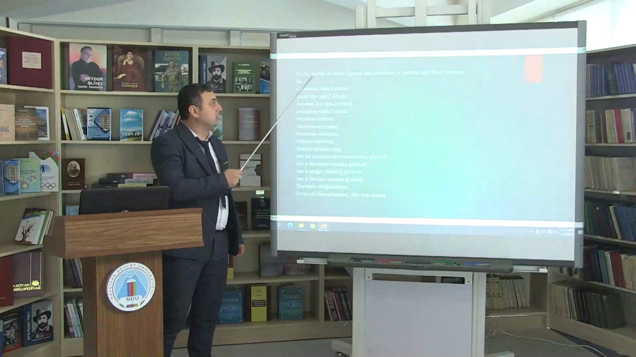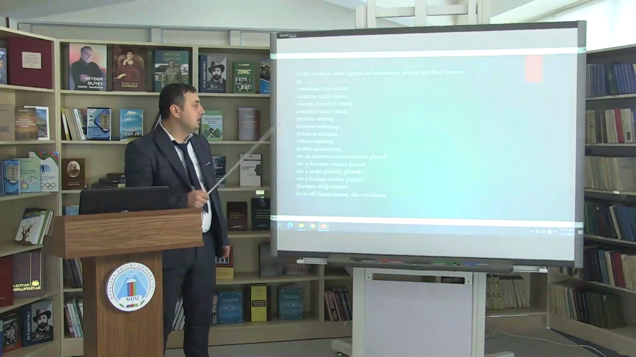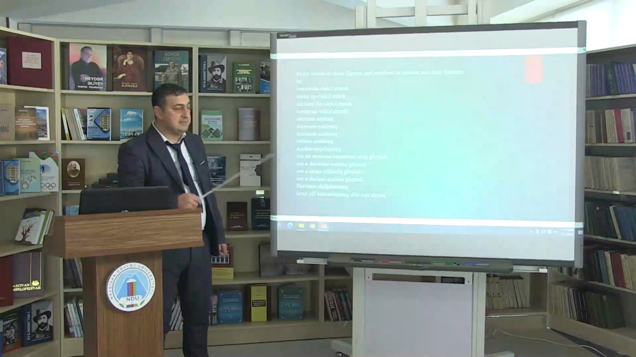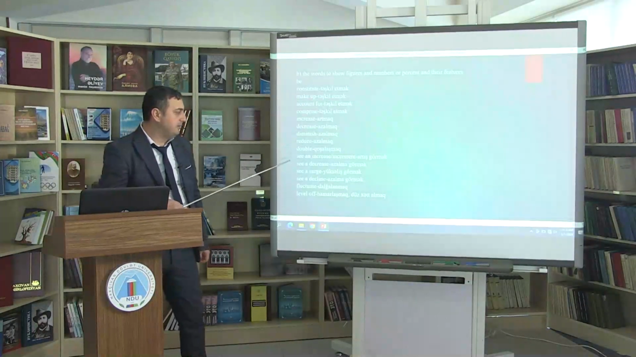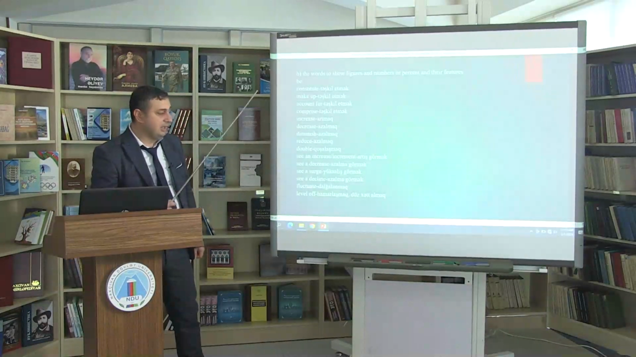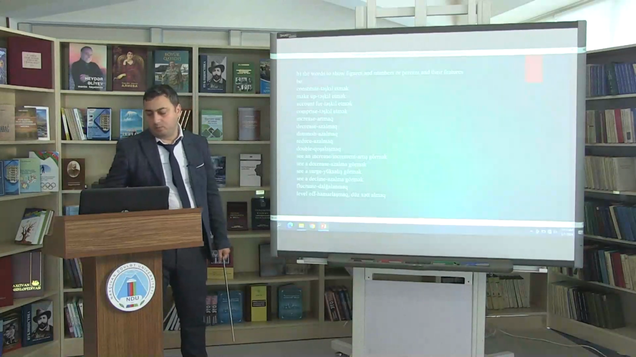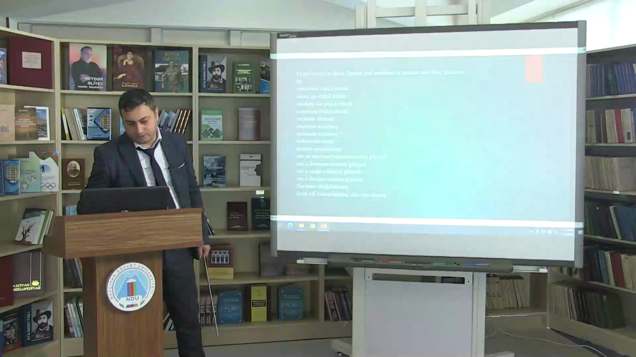Then the words to show figures and numbers or percentages and their features, as I noted before, we should use here constitute, make up, account for, comprise, increase, decrease, diminish, reduce, double, see an increase or increment, see a decrease, see a surge, see a decline, fluctuate, level off, and so on. These are the words to describe the numbers or figures or percentages.